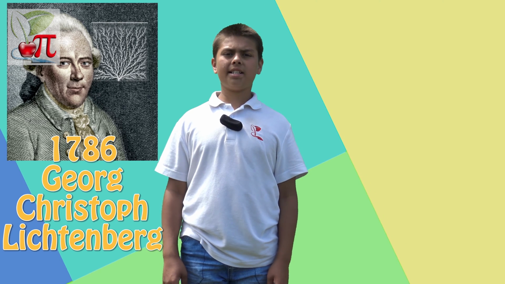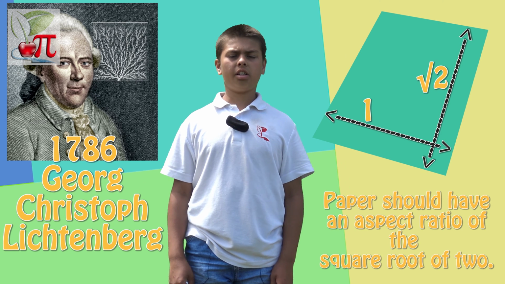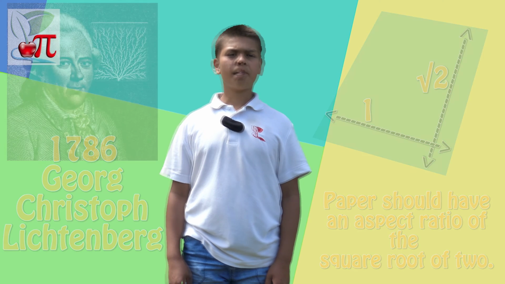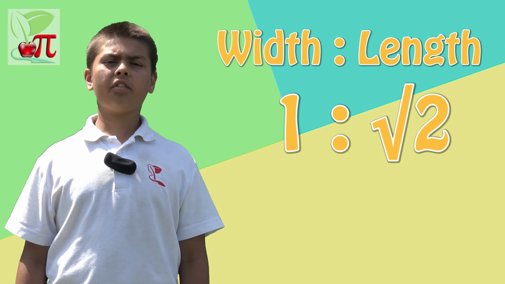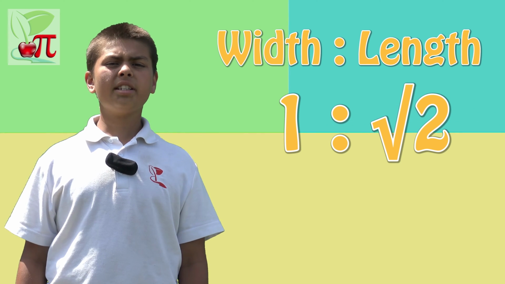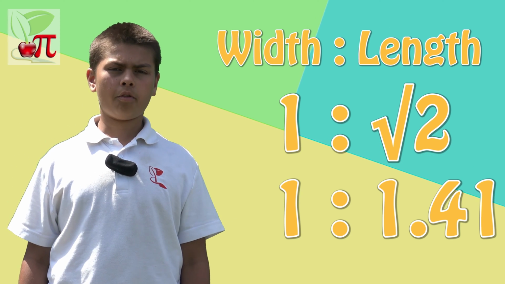It was in 1786 that the German scientist Georg Christoph Lichtenberg described the advantages of basing a paper size on an aspect ratio of the square root of 2. However, the metric system that is used today was not defined until 1922. The A paper series of paper size is now internationally recognized as ISO 216. The benefit of this series of paper sizes is that the ratio of the width to length is always equal to the square root of 2. The aspect ratio is 1 to 1.41.